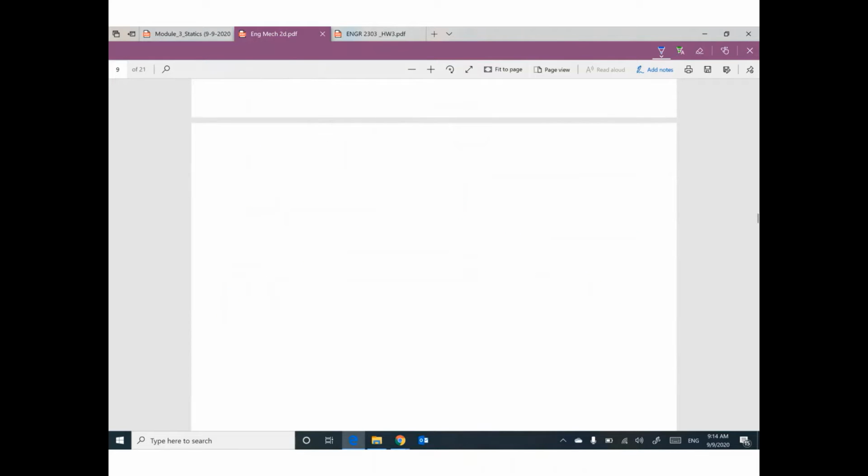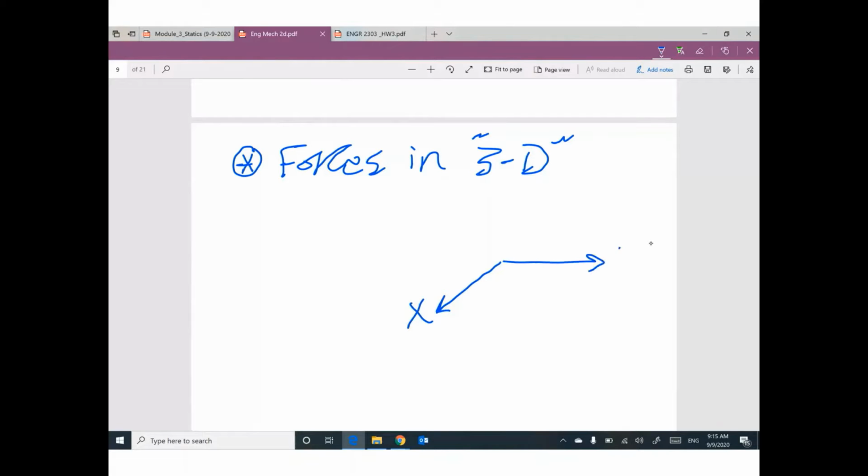But if you are talking about forces in 3D, what do I mean by 3D? I mean we have 3 axes, one called X, one called Y, and one called Z. Sometimes we have forces in 3D in real life, because real life is 3D. So we need to figure out what's going on with forces in 3D.